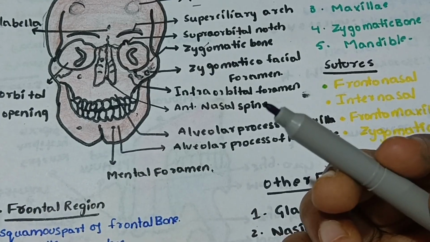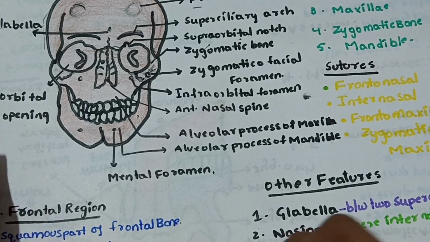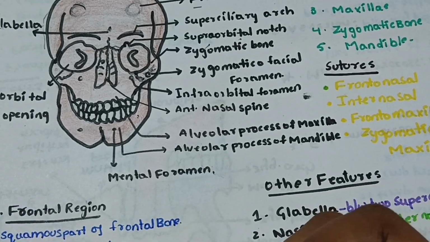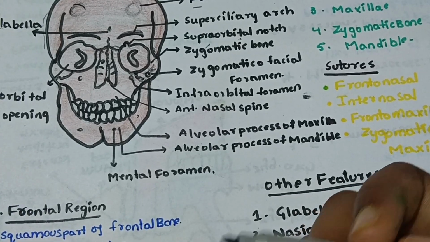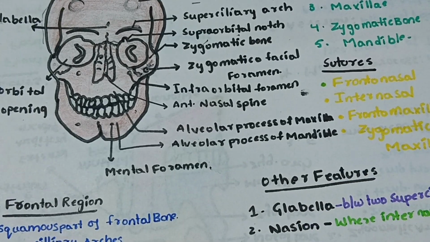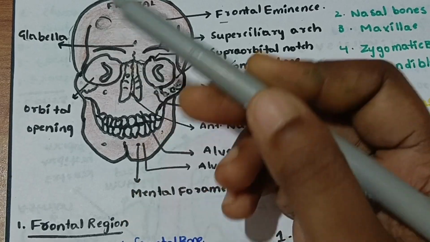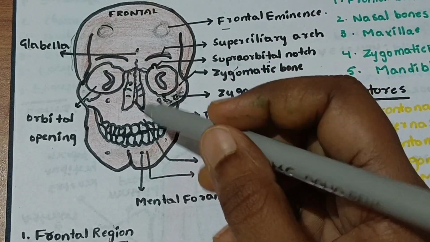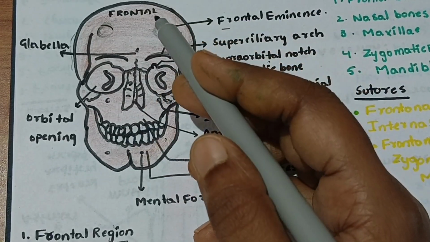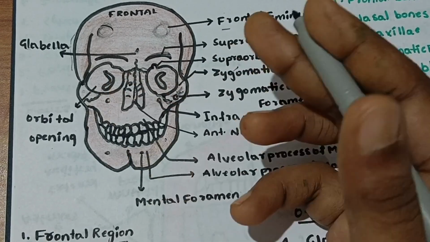Another foramen that is present in the norma frontalis is the mental foramen. The main three foramens are what? Supraorbital foramen, infraorbital foramen and the mental foramen. And the glabella: the glabella is the point present in the median line, in between the superciliary arches.